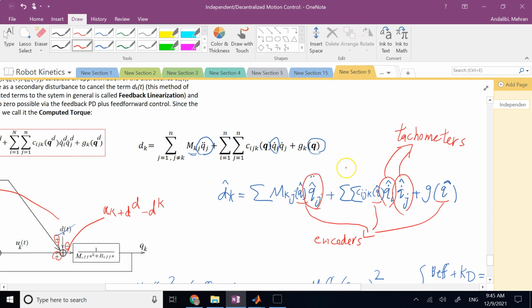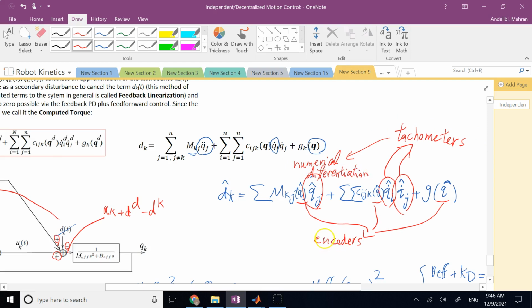Do you have a sensor to give you angular acceleration? Well, not necessarily. If it was linear acceleration, maybe you might say I use an accelerometer. You might say here I could do a numerical derivative of the tachometer values to get double dots. So numerical differentiation. Right, but what's the problem?